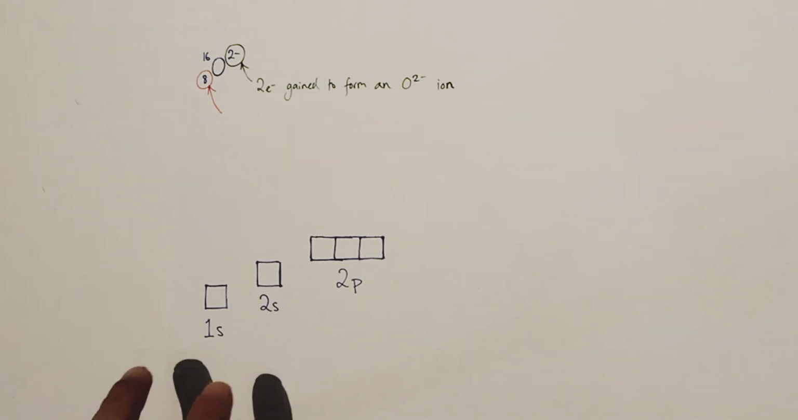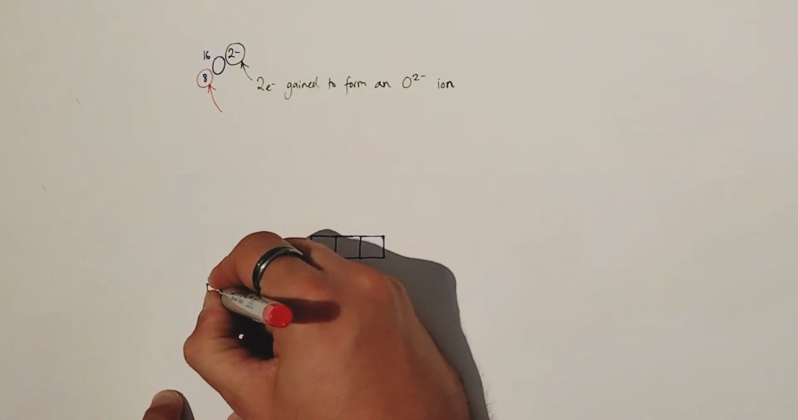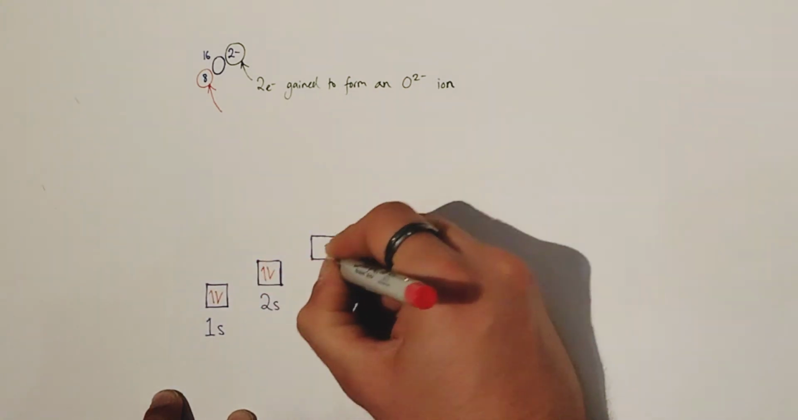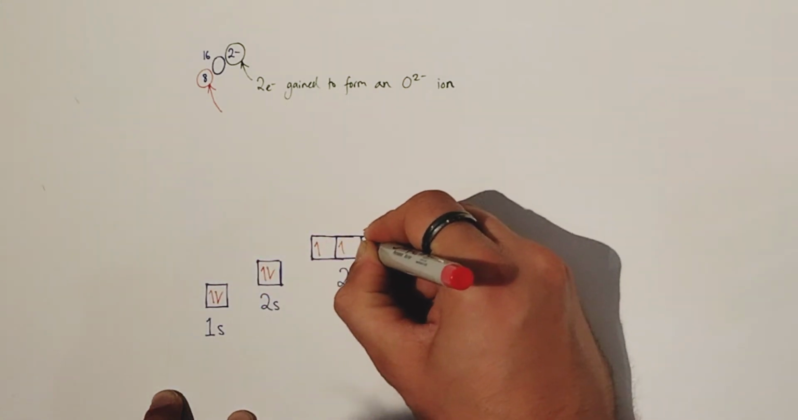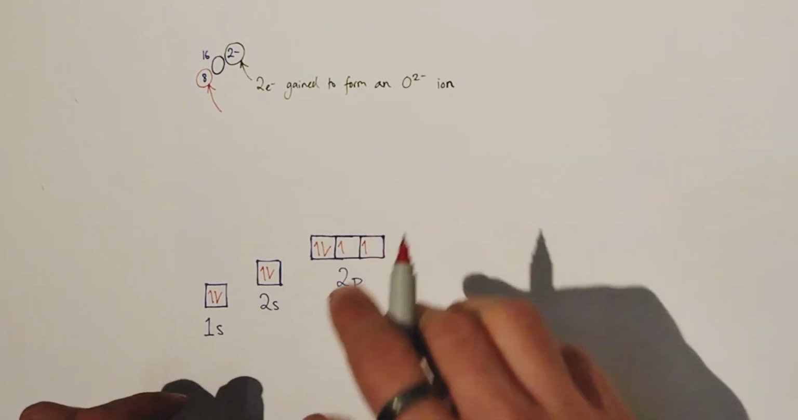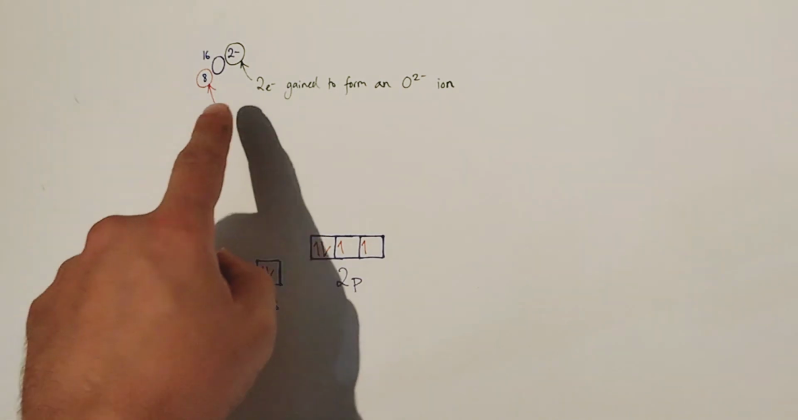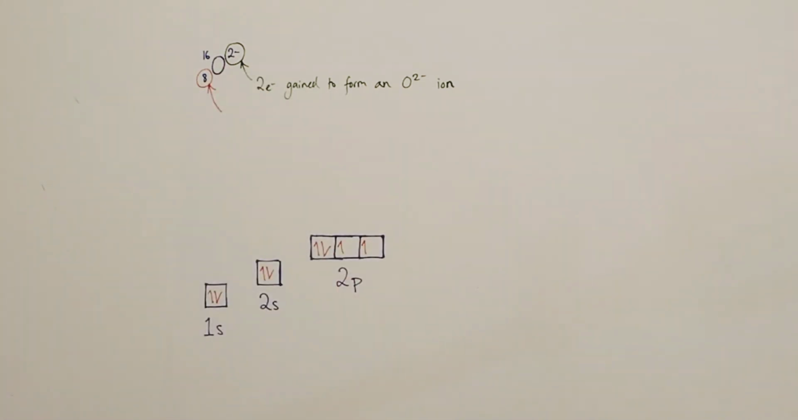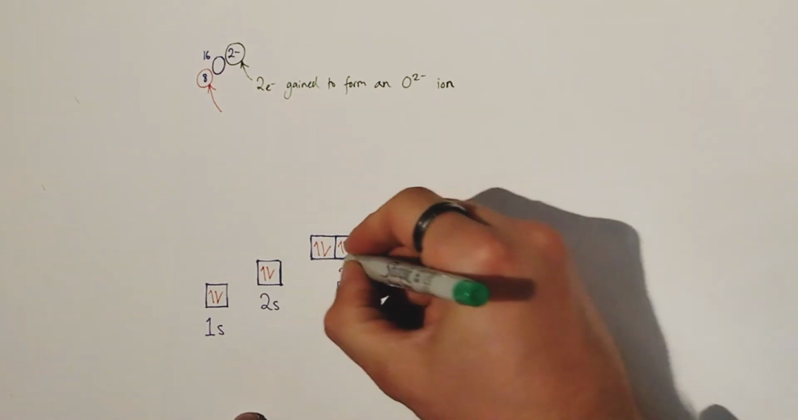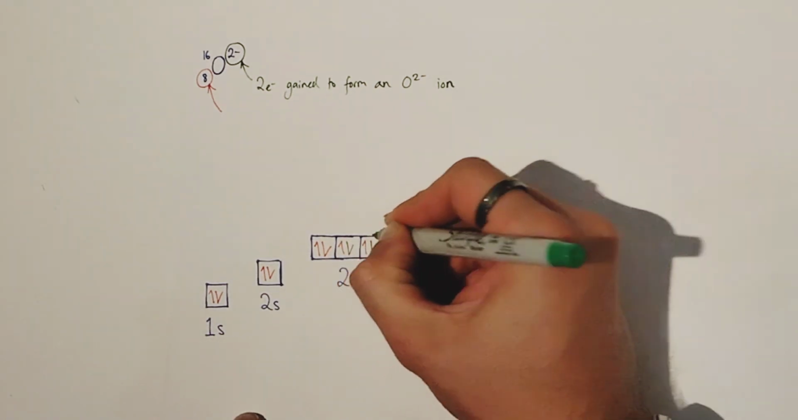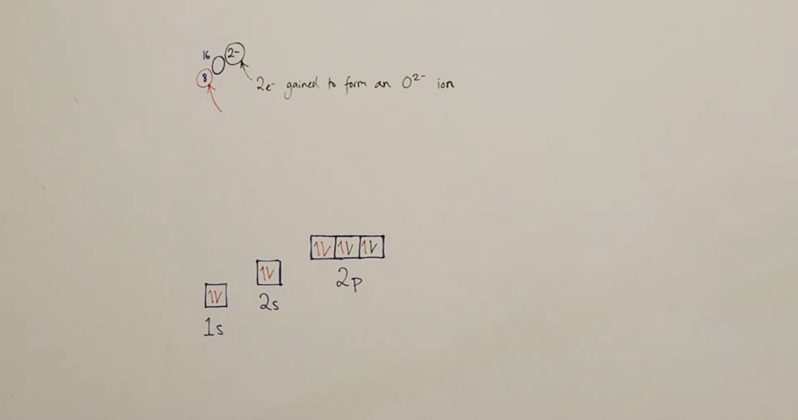I have 1, 2, 3, 4, 5, 6, 7, 8. Now those electrons in red are the original electrons found around an oxygen atom. Now to consider the 2 electrons additionally giving this oxide ion its 2- charge. So that would be 9, 10. So we actually have 10 electrons when we include those 2 additional electrons for the ionic charge of the ion itself.